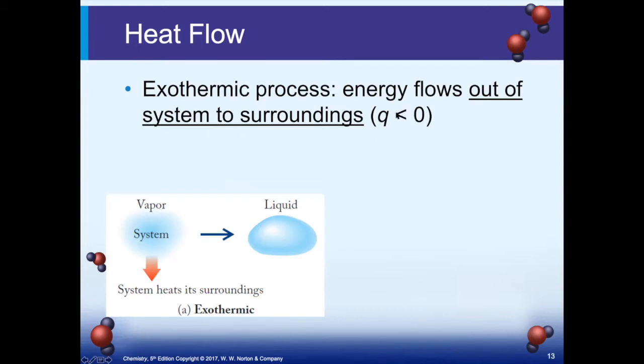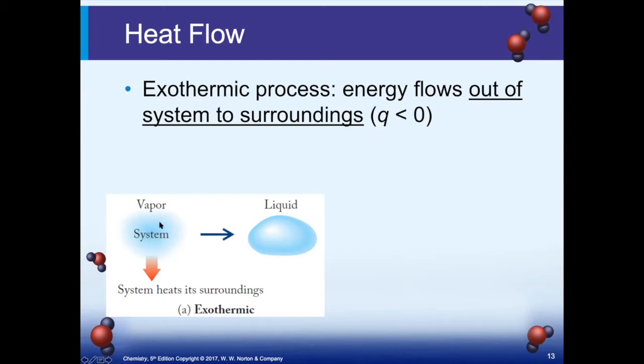And the sign convention here is when we calculate a value for heat, for Q, right? Remember, Q is just the symbol we use for heat. That number is going to be less than 0. So exothermic, negative numbers. Keep that in mind. So here's a picture that illustrates what I'm talking about.